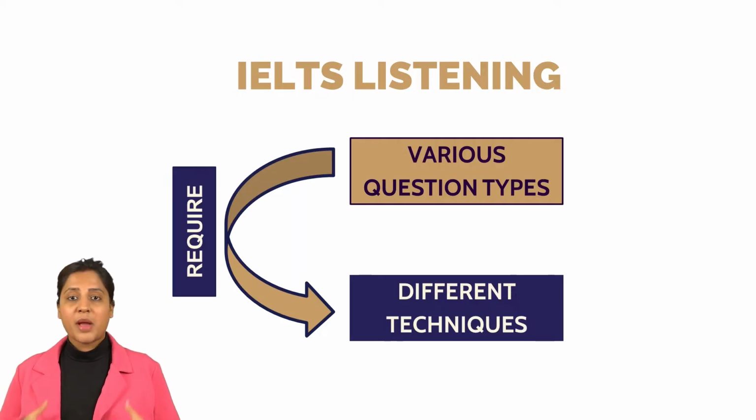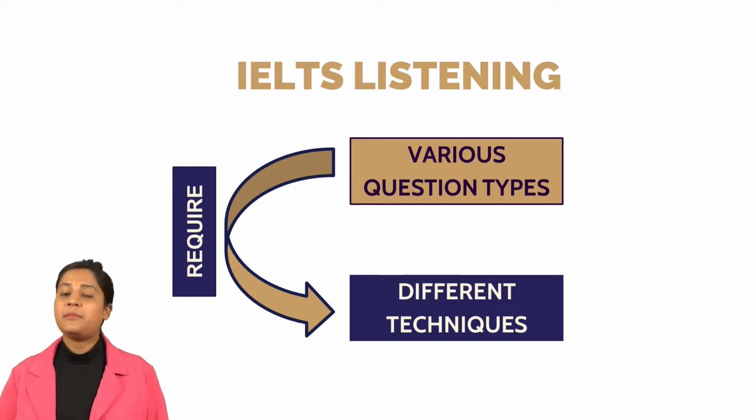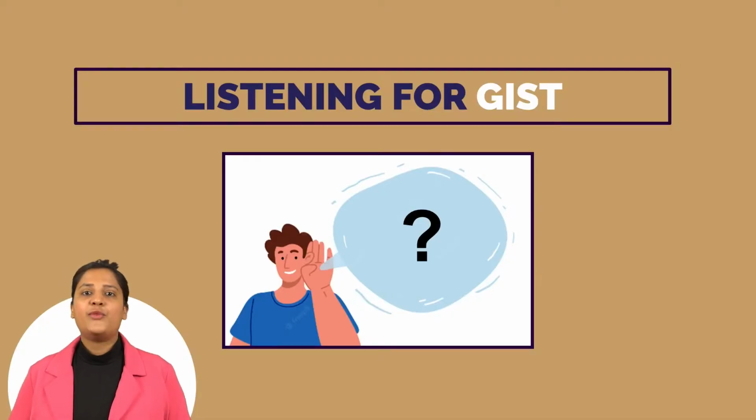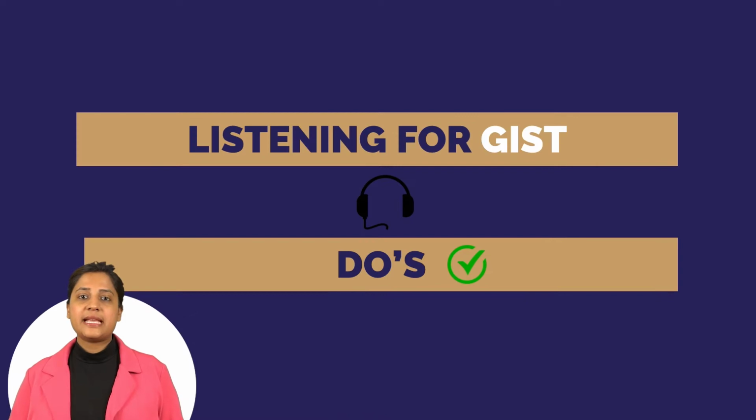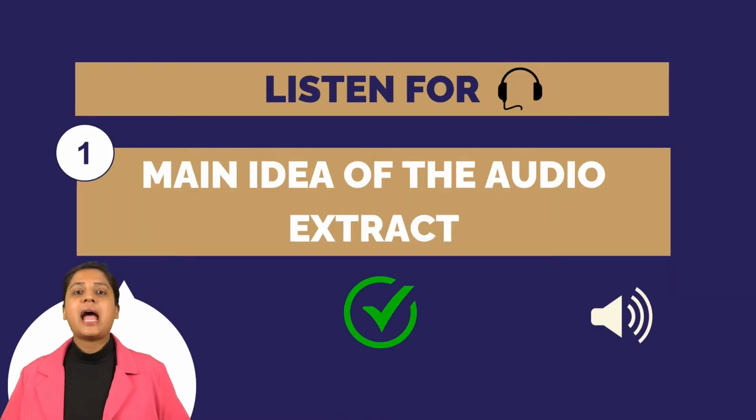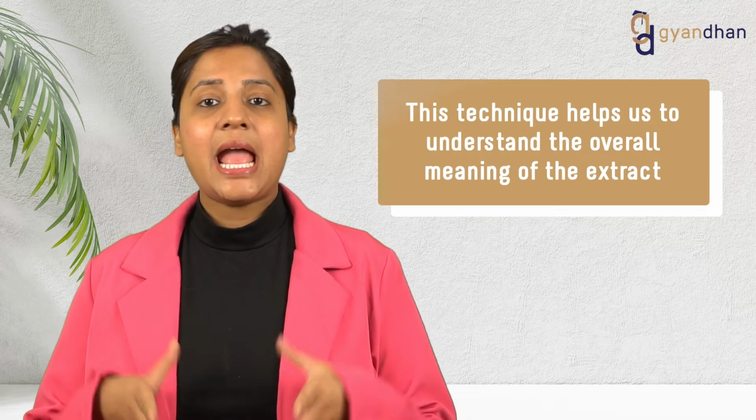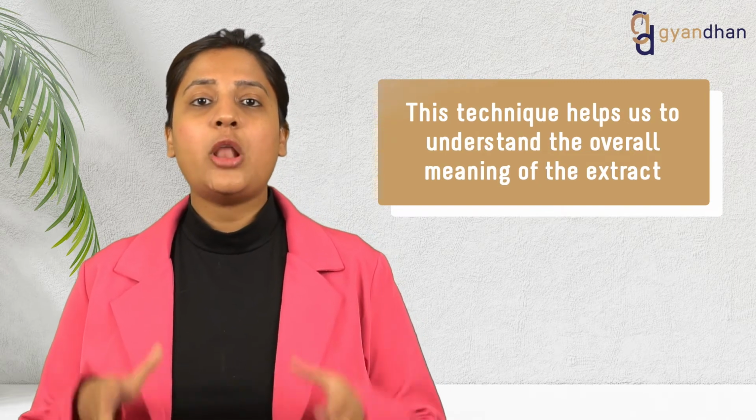There are a number of question types in the IELTS listening test and different techniques are required to answer them efficiently. In the last IELTS listening video, we learned listening for specific information. In this video, we will learn how to listen for gist. Let's first look at the things we need to do as we implement this technique. We need to listen for the central idea or the main idea of the extract. In other words, this technique helps us to understand the overall meaning of the extract. It gives us the big picture.